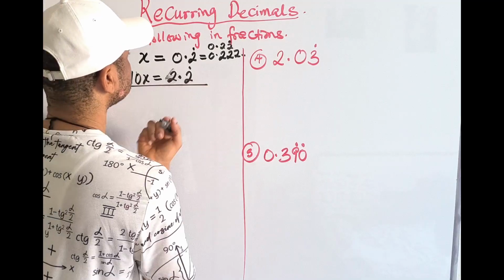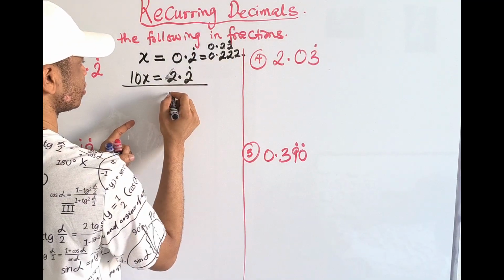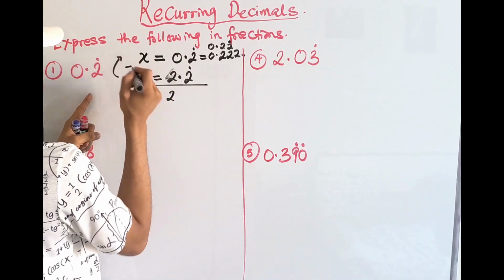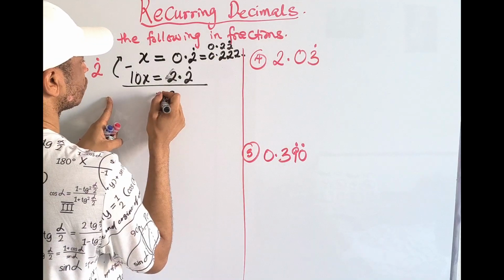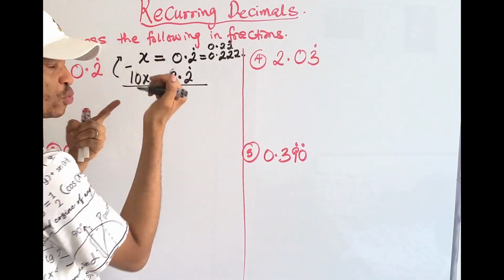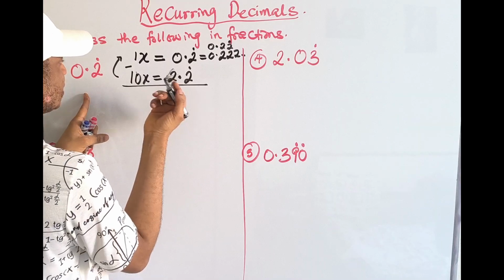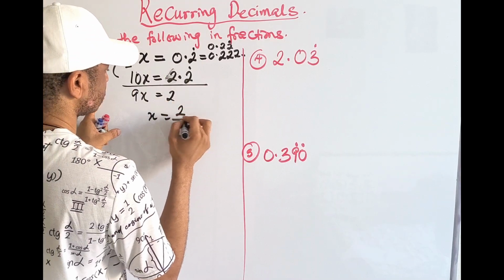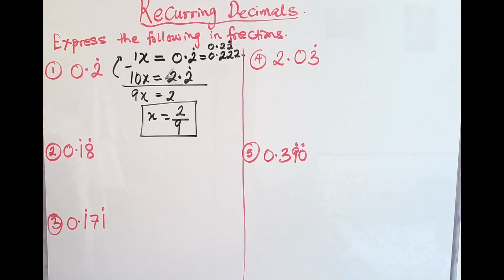So I can subtract from here. If I subtract this, all of the recurring will cancel. So this is 2 minus 0. You can do bottom to top, it doesn't matter. So 2 minus 0, recurring minus recurring, we cancel. This is, remember, if you watch my video, this is 1x. So 10 minus 1 is 9, so 9x. So x is 2 by 9. This is my answer. Now let's see the second one.